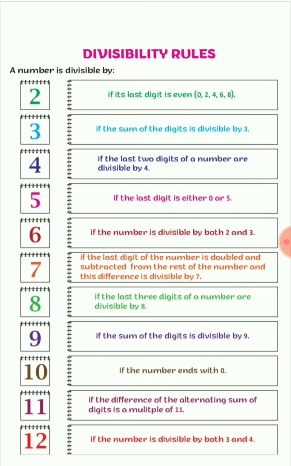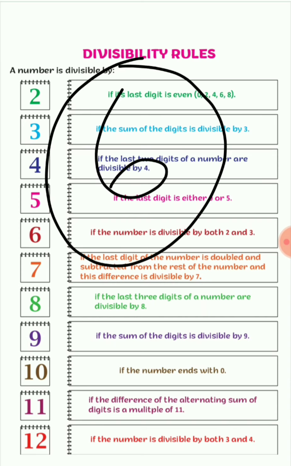Now we check the divisibility rule by 6. This is not a prime number. What is a prime number? A number is prime if it has only two factors, 1 and itself.